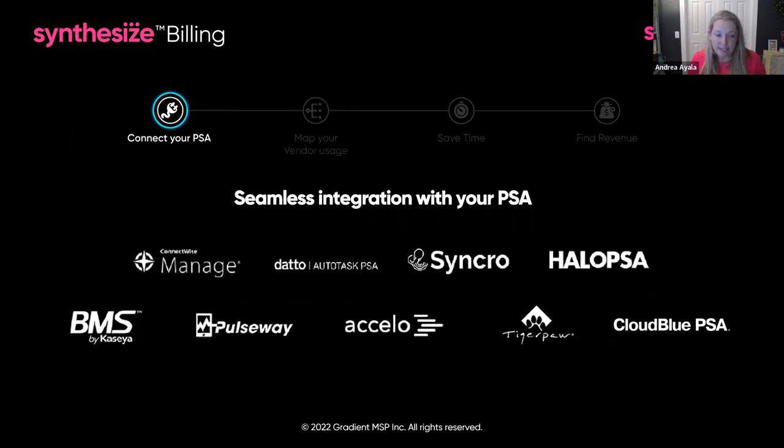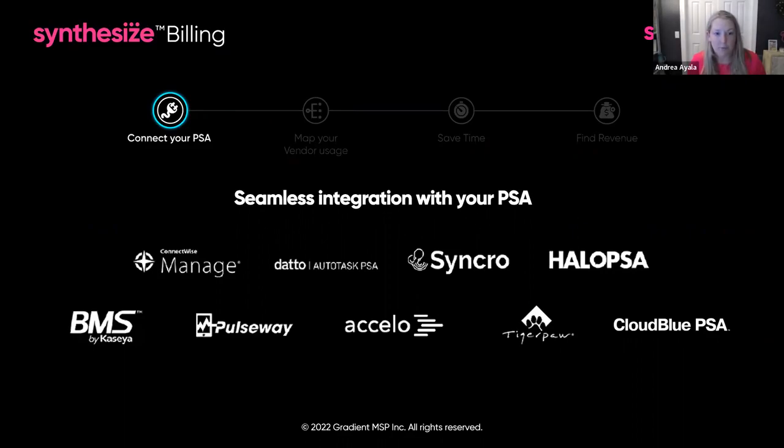The 9 PSAs that we support on our billing module are on this screen here. Some of the larger ones like ConnectWise Manage, Autotask, Kaseya BMS, but also some of the smaller ones like Syncro, HaloPSA, Accelo, ones that are growing in fan favoritism, and ones that vendors like Comet hear all the time about wanting to get built into. So now, through the integration with Gradient, Comet now supports all 9 of these PSAs on the billing module.